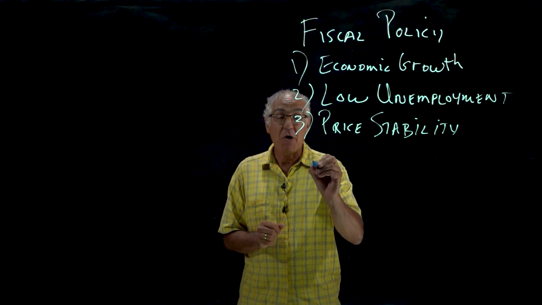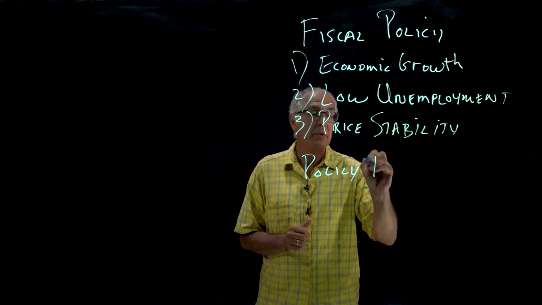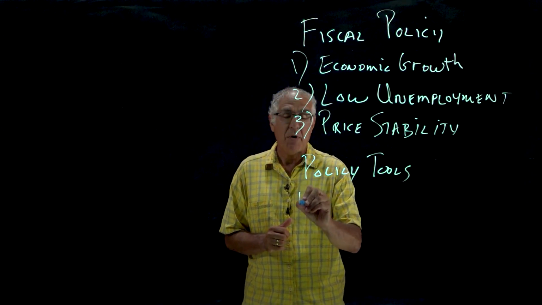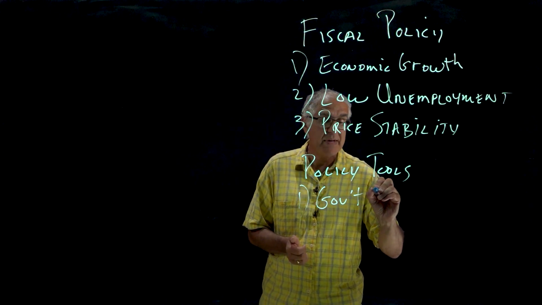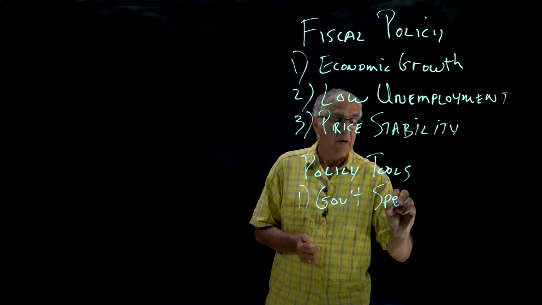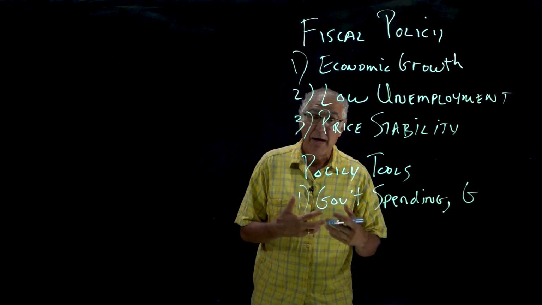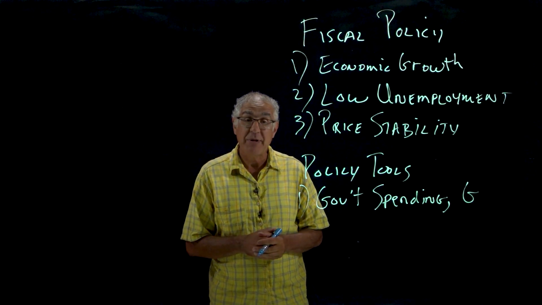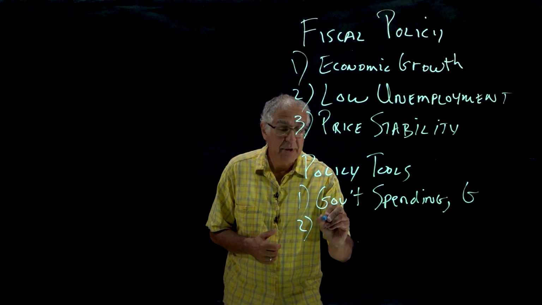So the policy tools that the government has, we've already talked about both of them, are one, government spending. I'm just going to abbreviate that. You might recall we used the capital letter G in the models that we developed earlier to refer to government spending. And also taxation.